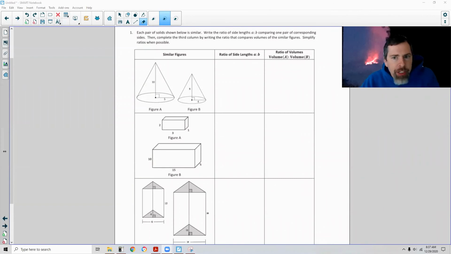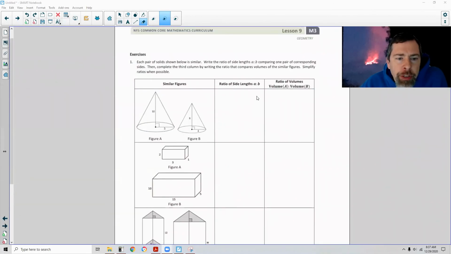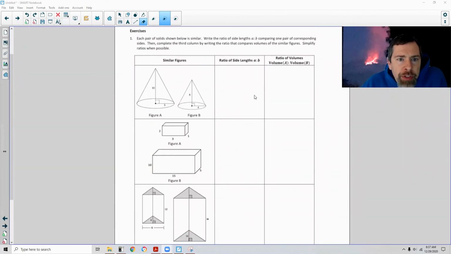Okay, page 3 brings us to exercise 1. Each pair of solids shown below is similar. Now we're talking about solids. Write the ratio of side lengths A to B, comparing one pair of corresponding sides. Then complete the third column by writing the ratio that compares the volumes of the similar figures.